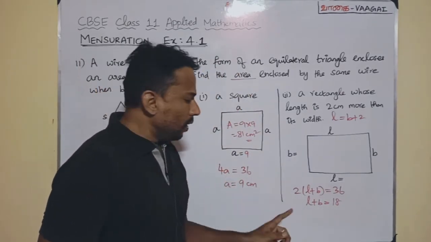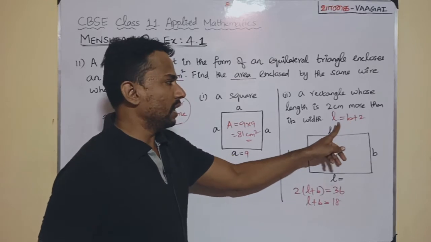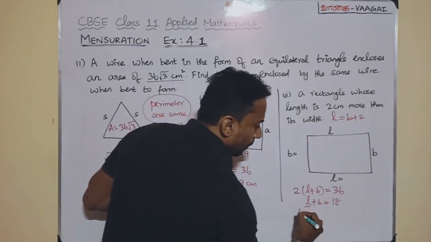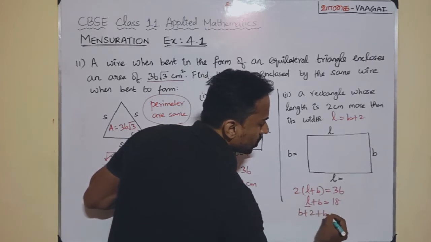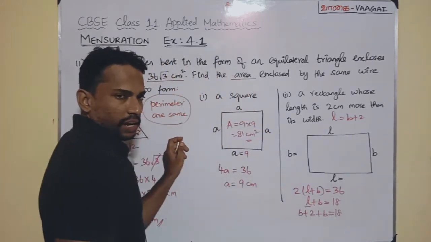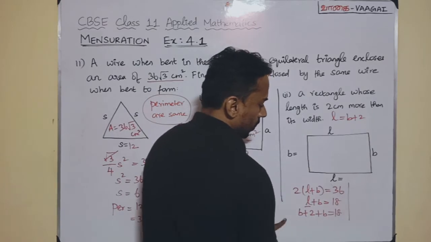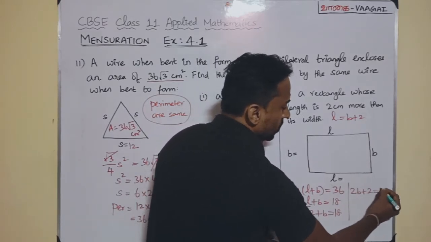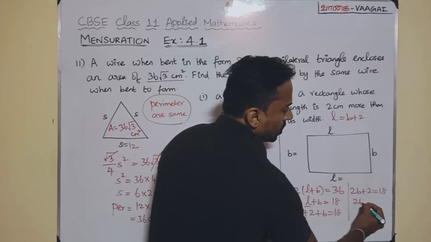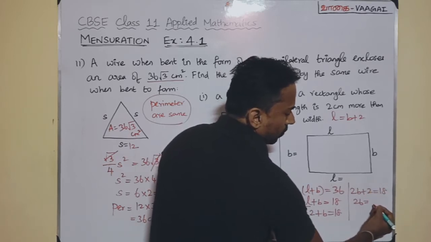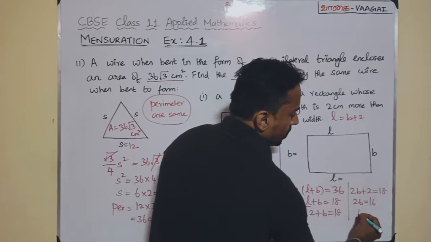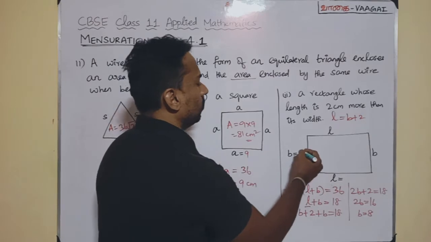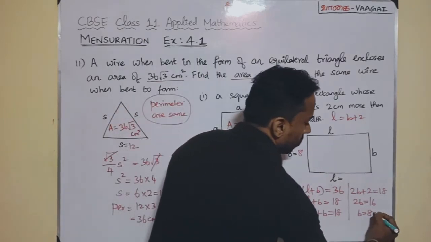And now I can use this condition here. I already know L is equal to B plus 2, right? So here in the place of L, I will substitute B plus 2 plus B is equal to 18. So when I solve this, I will be getting 2B plus 2 is equal to 18, which means 2B is equal to 18 minus 2, which will be 16, and B is equal to 8. Okay, so that means breadth of this rectangle is 8 centimeter.